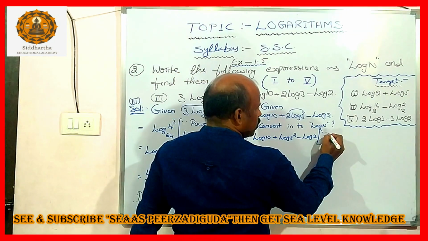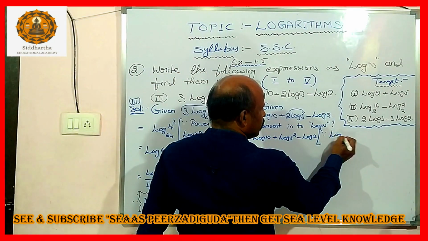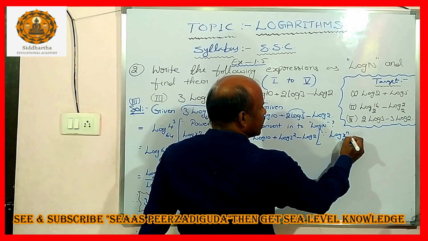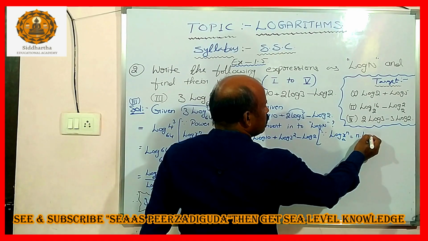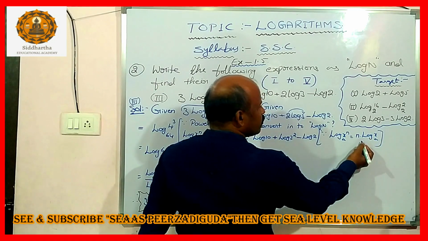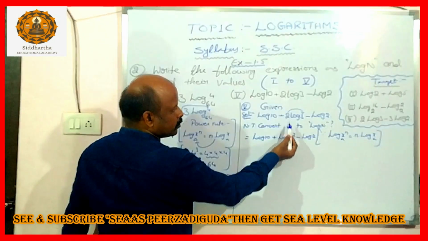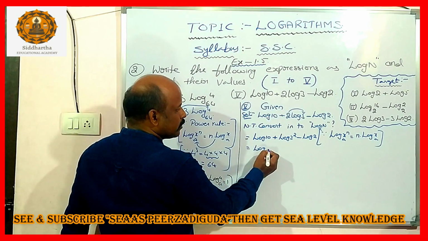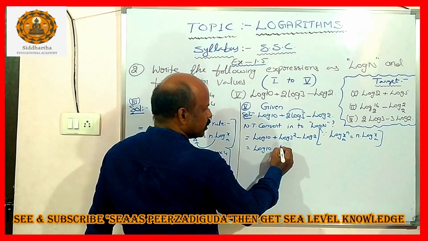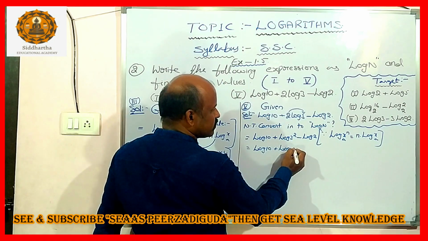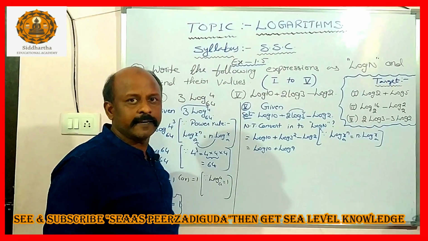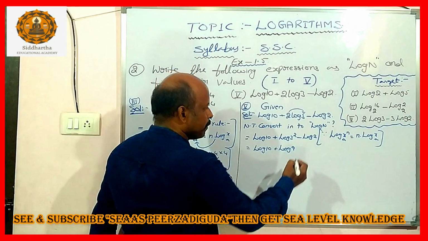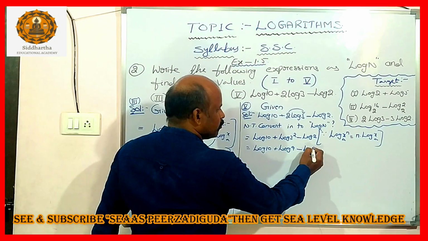Log x power n base a is equal to n log x base a. By using this formula, I wrote it in the form of a square. So I am going to write again log 10 plus log 3 square. 3 square is nothing but what? 9. 3 3s are 9, minus log 2.